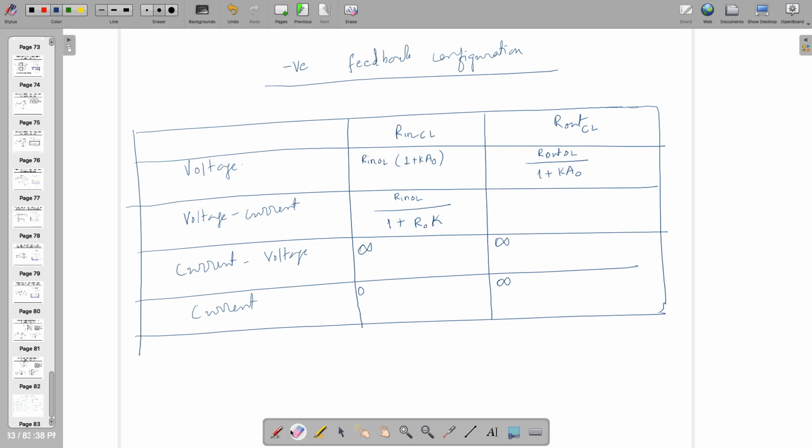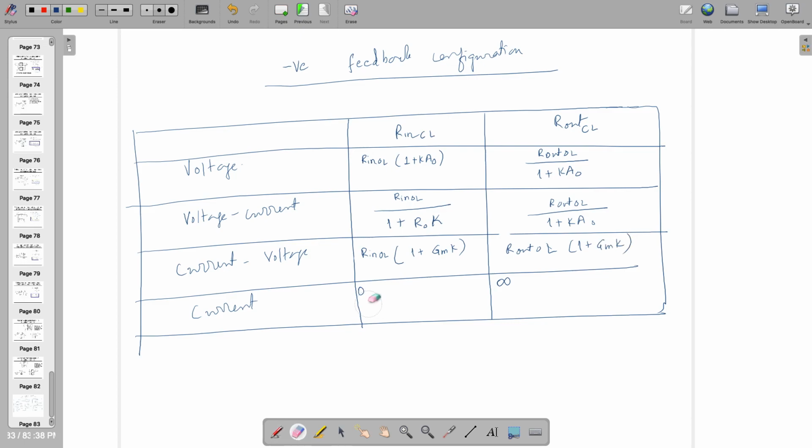Similarly, I want 0 output here, so whatever the output resistance you had in open loop, it has to be divided by the loop gain. To make it infinity, it has to be multiplied by a loop gain. For the given topology, it's current to voltage. So the feed forward element is the transconductance, so this has to be 1 plus GMK, and for this one also it has to be R out OL times 1 plus GMK.